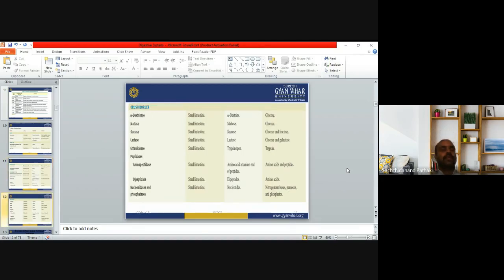Brush border present in the intestine. So the small intestine has the brush border, and it will have things like alpha-dextrinase. It will be released by the small intestine: maltase, sucrase, lactase, enterokinase, peptidases, this means aminopeptidase and dipeptidase, nucleosidase and phosphatase. These are all secreted by the small intestine.